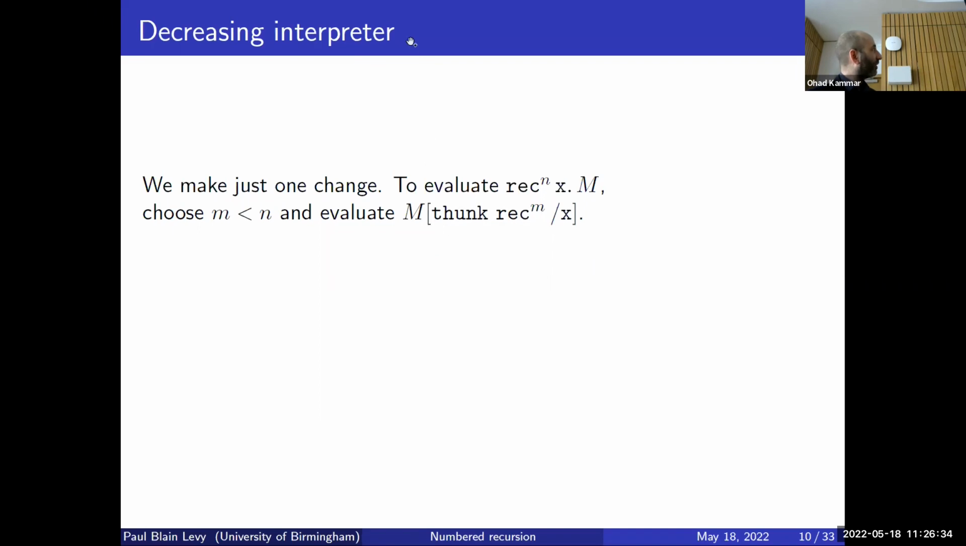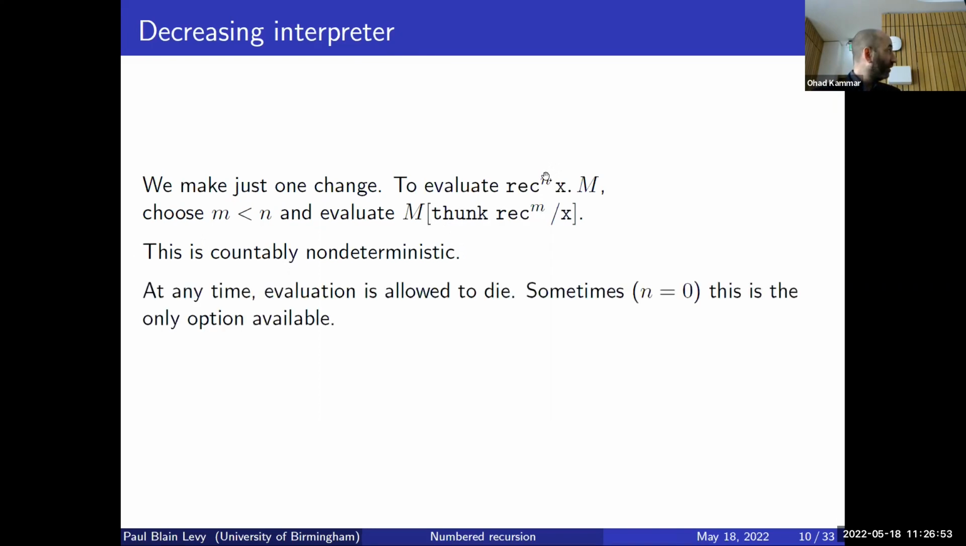Now, there are a couple of cases that matter here. The big one is omega, right? Previously, with omega, you unwind it, you've still got an omega. But now, you're choosing a number. So everything has become non-deterministic, right? This is a countably non-deterministic interpreter, so that's a big change. Secondly, I have to emphasize this. This interpreter has another change that we have to make, although maybe you could say it was already there, but now we have to be clear about this: at any time during evaluation, you're allowed to die.